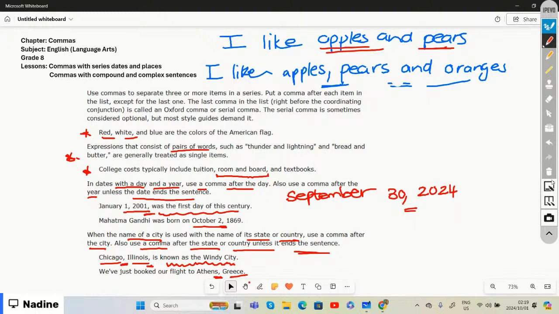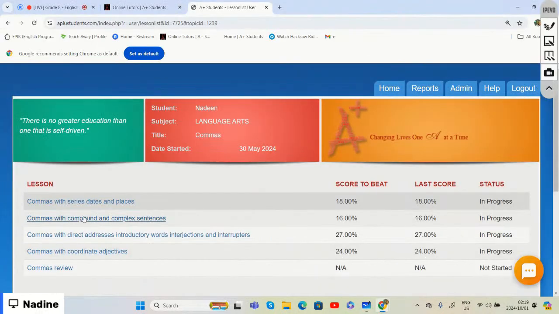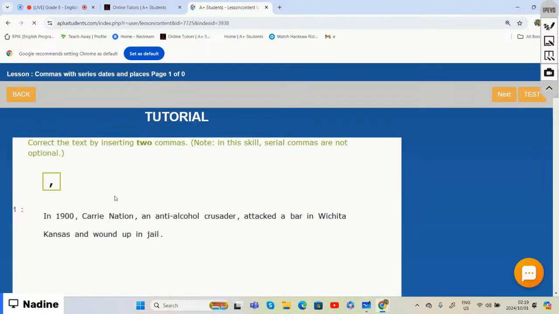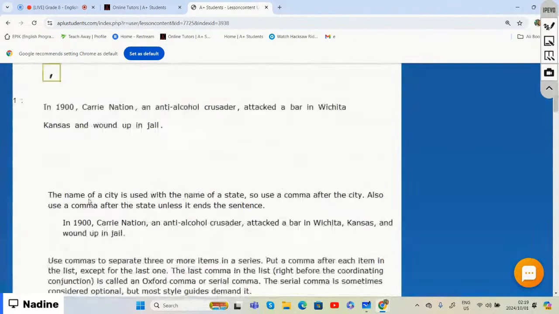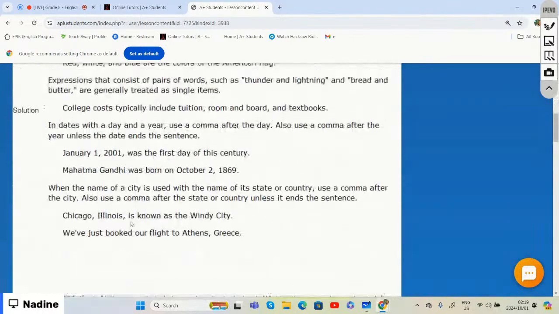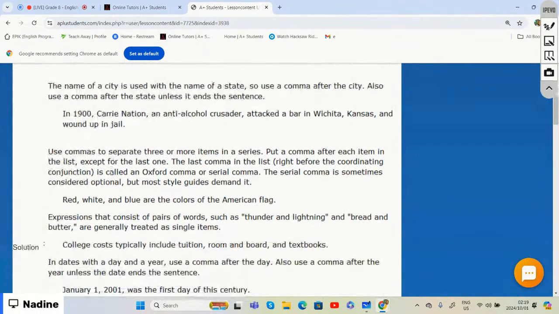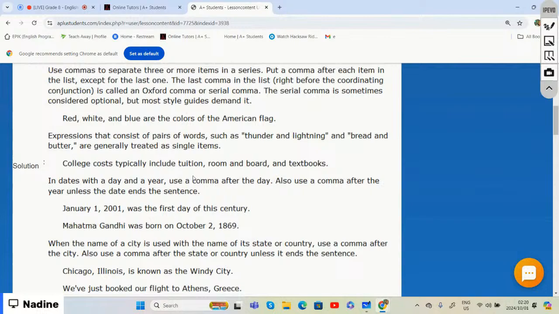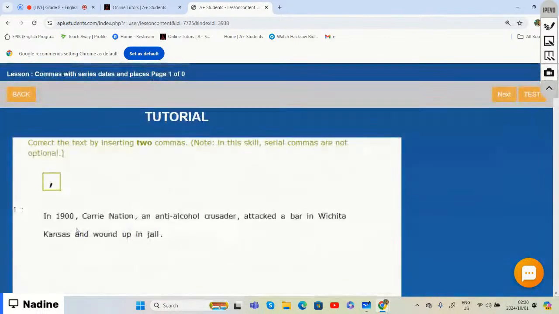All right, so now we're going to aplusstudents.ca. We are once again going to go over commas with series and dates, dates and places, and then we're going to our test. And we literally went over all of these: commas with series, commas with pairs of words, commas with dates, and commas with places, cities, and states.